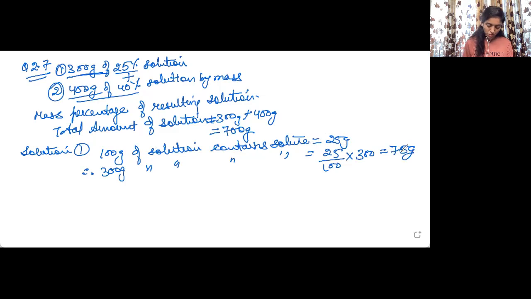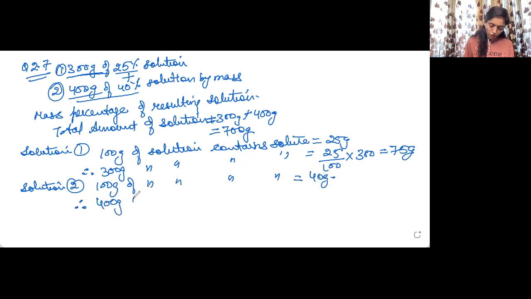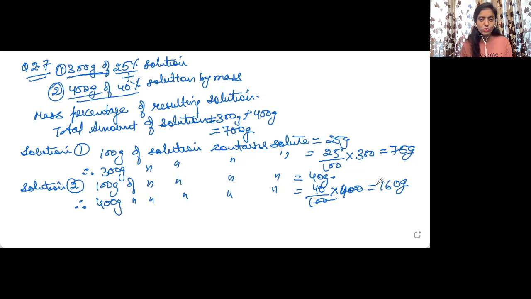Okay. Then solution 2. 100 gram of solution contains solute equal to 40 gram. Therefore, 400 gram of solution will contain solute equal to 40 upon 100 into 400. It will be 160 gram. So we have now got the total amount of solute.